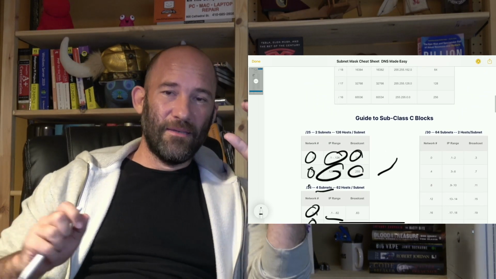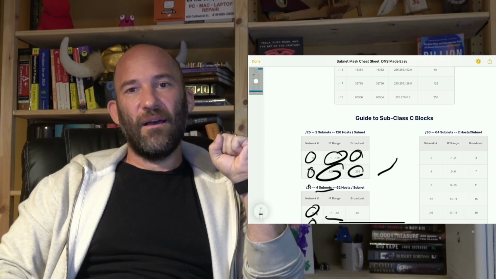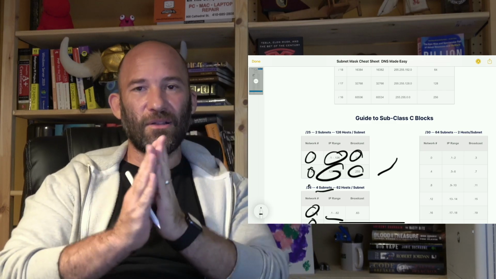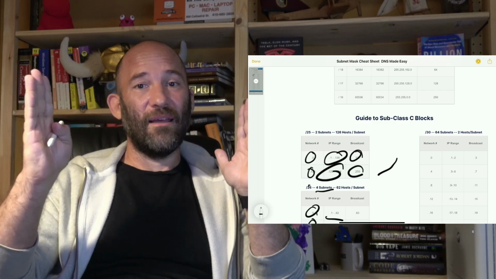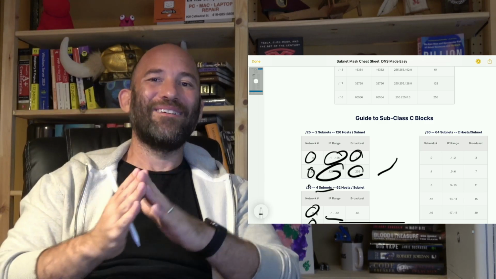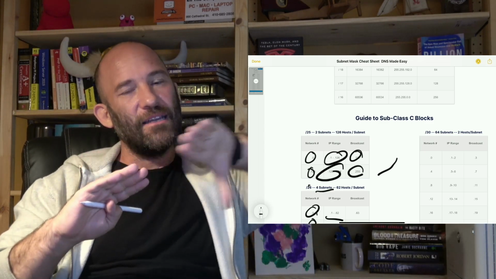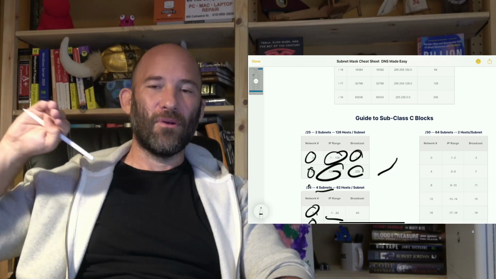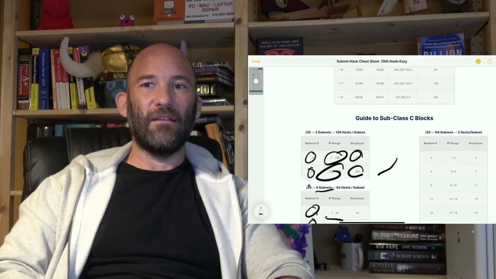But this is basically the basics of how the subnet mask system works. Essentially, think of it as where the ones end, 1111111, where that ends, that is where the subnet mask ends. That is the identifier for the network. Everything past that is the computer identifier that you're going to be dealing with.